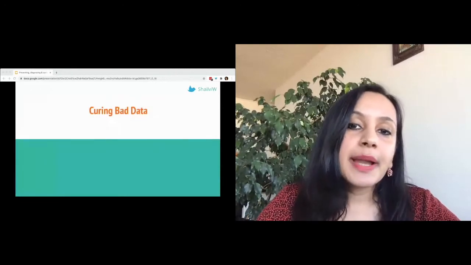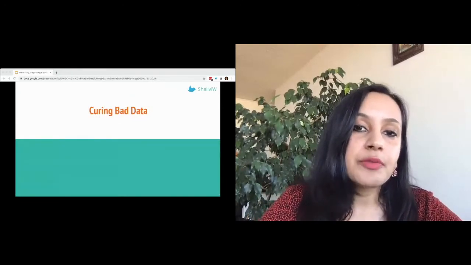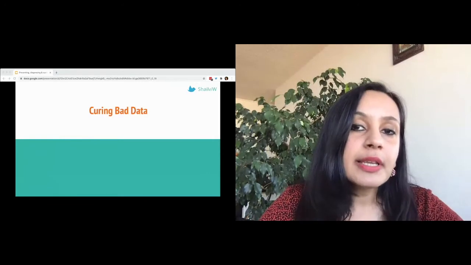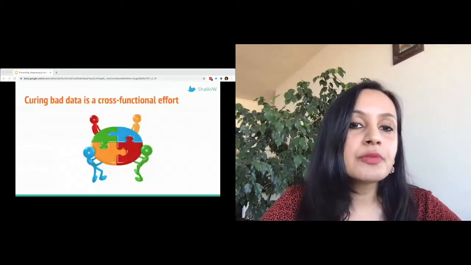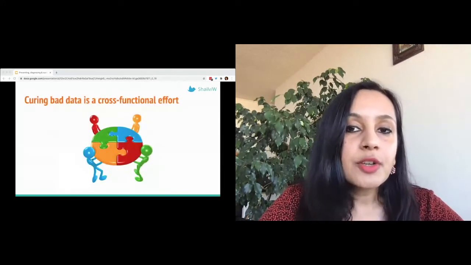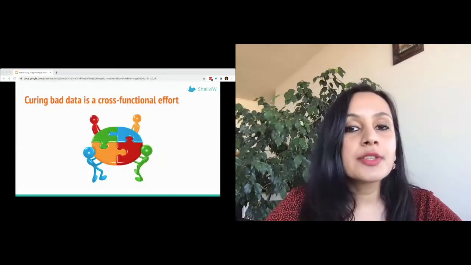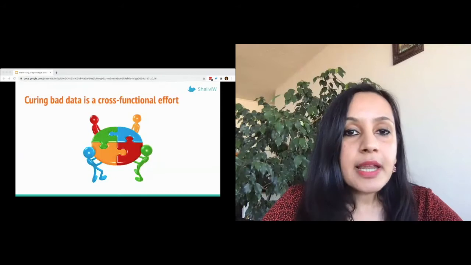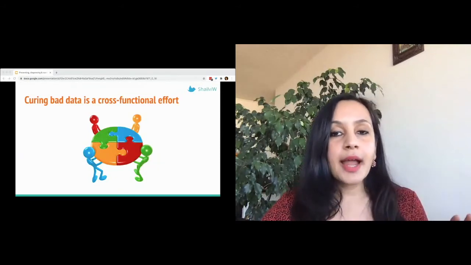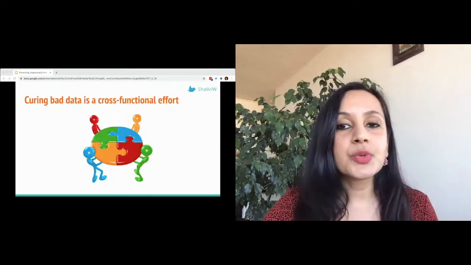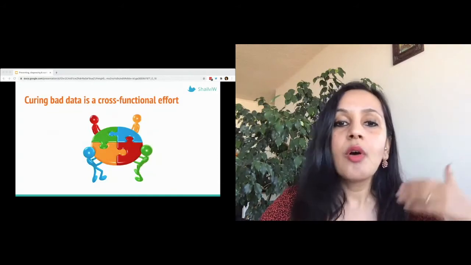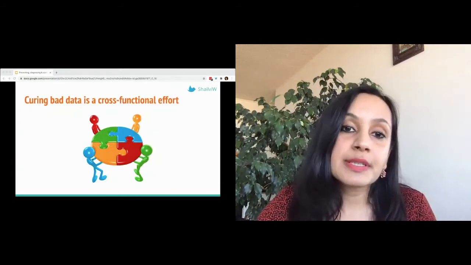Once you diagnose bad data, curing it is a lot more straightforward. When you have correctly identified the problem, the solution will be straightforward. The diagnosis will tell you where the problem lies, and it isn't always going to be in your hands to fix it. The data lifecycle has many parts, and any of those parts could have an issue which has multiple owners, all of whom need to come together to fix it.